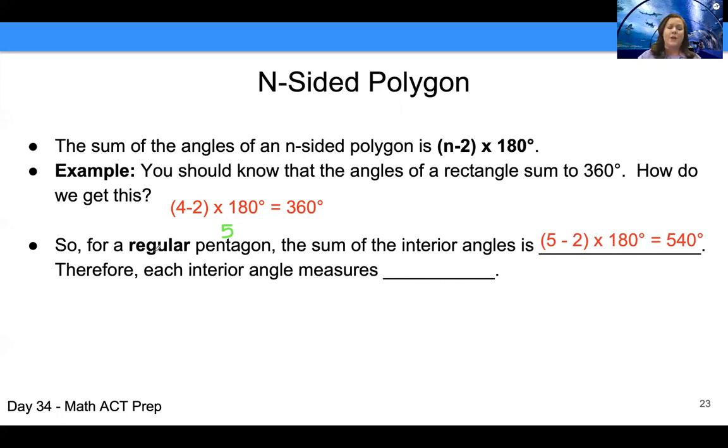Now, something special happens here. When a figure is regular, when we're talking about polygons, this means all sides are congruent and all angles are congruent. Then we can go a step further and find the measure of each individual angle. But it has to be a regular polygon. So what we do here is take 540 divided by the number of sides, so that would be 5. Each interior angle is worth 108 degrees.